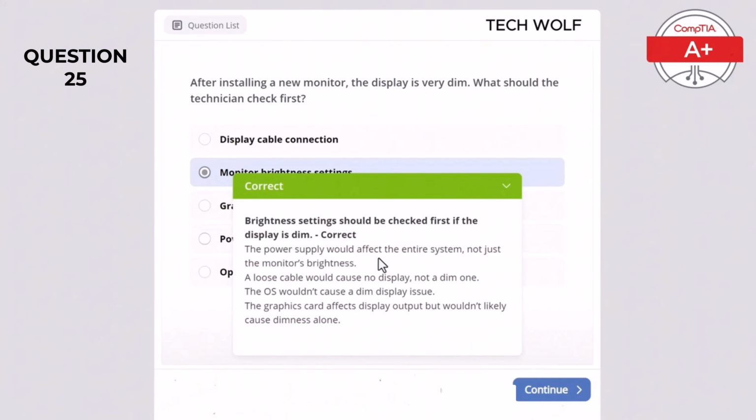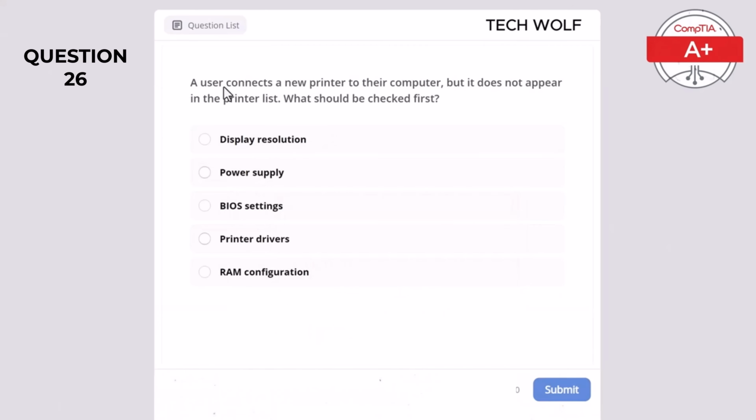The power supply would affect the entire system, not just the monitor's brightness. A loose cable could cause no display, not a dim one. The operating system wouldn't cause a dim display issue, and the graphics card affects display output but wouldn't likely cause dimness alone. A user connects a new printer to their computer, but it does not appear in the printer list.